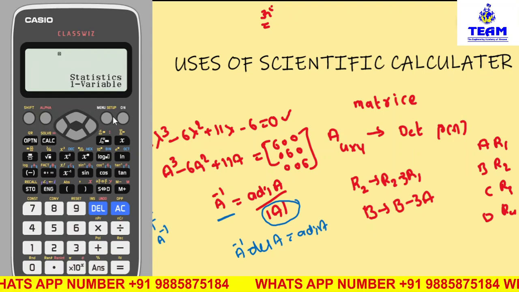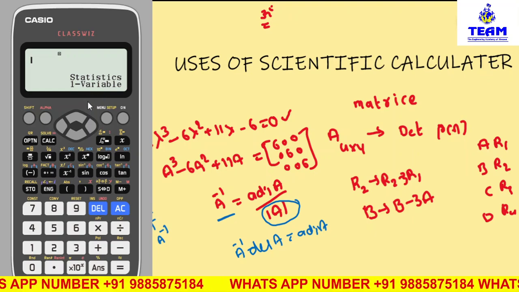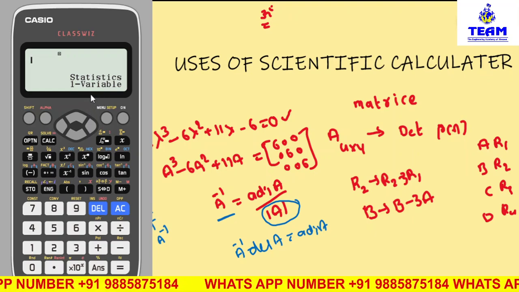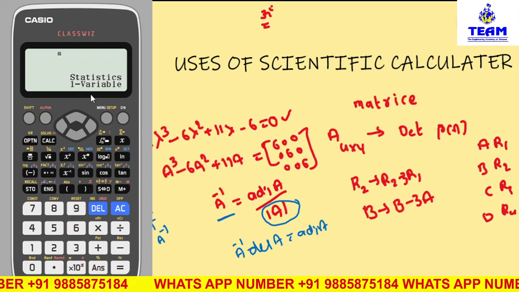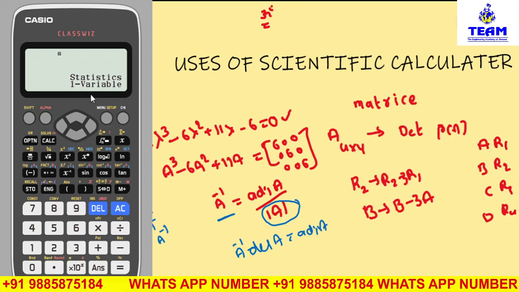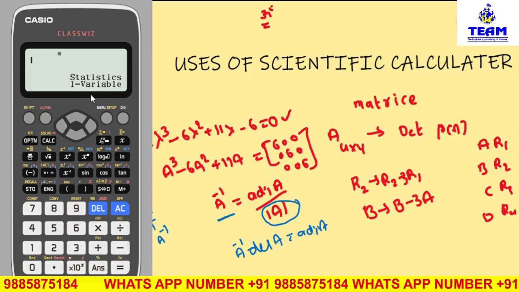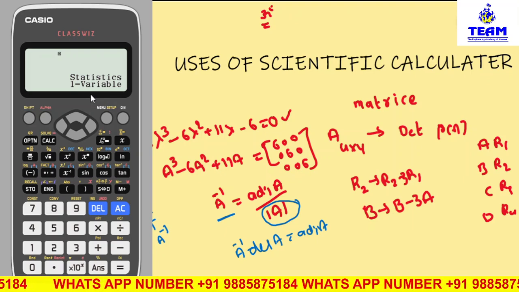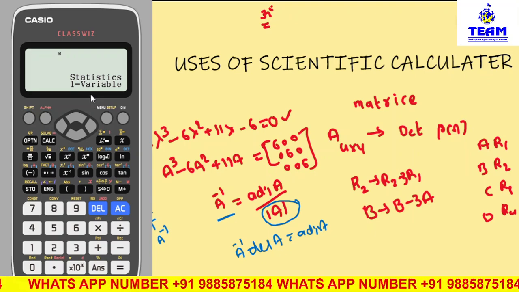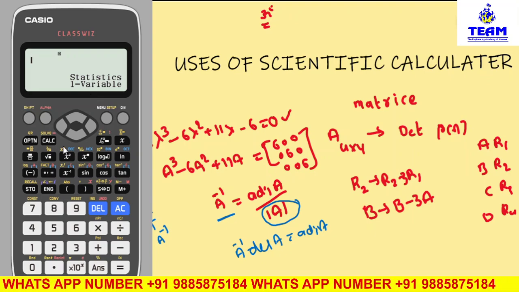Okay, press AC button here. So statistics here is very useful, friends. If you are studying probability and statistics, suppose you are given to find a correlation coefficient or rank correlation coefficient, within a minute you can find it out, friends, within a minute. That is the second advantage here.